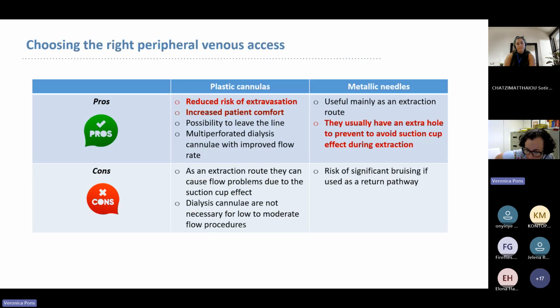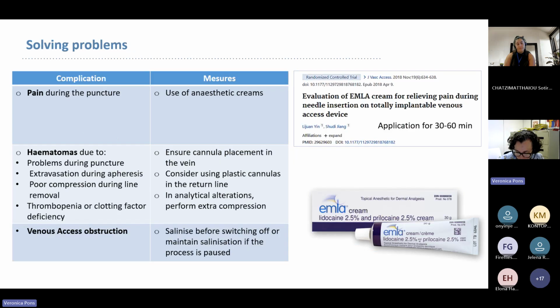So when choosing peripheral venous access, we need to consider whether to use plastic cannulas or metal needles. Plastic cannulas carry a lower risk of extravasation and are more comfortable for patients. But metal needles are less likely to collapse during extraction, so sometimes we prefer this kind of metal needles if it's possible. And there are also other problems that can occur, and one of these problems is pain.